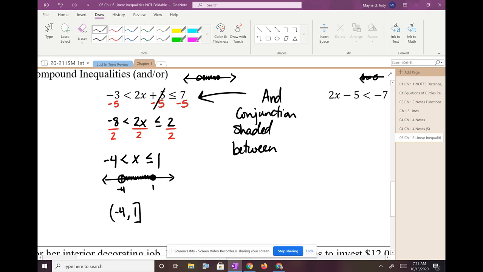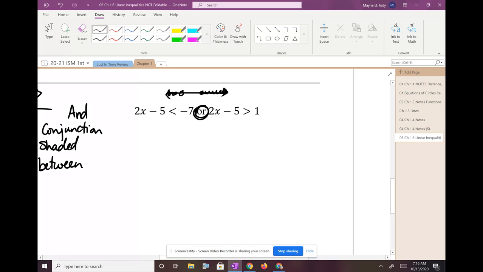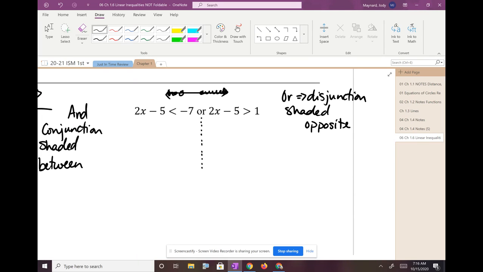Okay, that's this one. So this one literally says the word or. If it says the word or, this is an or, which is also called a disjunction. It means it's disjointed, right? And it's shaded in opposite directions. Remember, if you see the word or, it means they're shaded in opposite directions. So if you have the word or between these two, we're just going to solve these as separate inequalities, and solve them like normal.